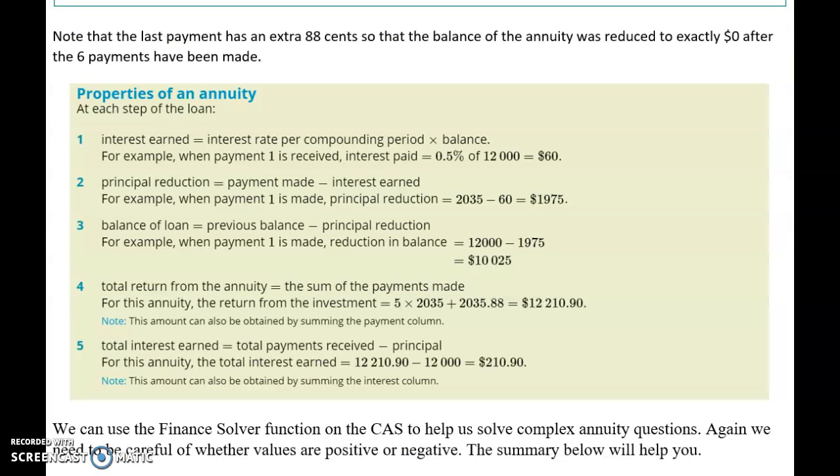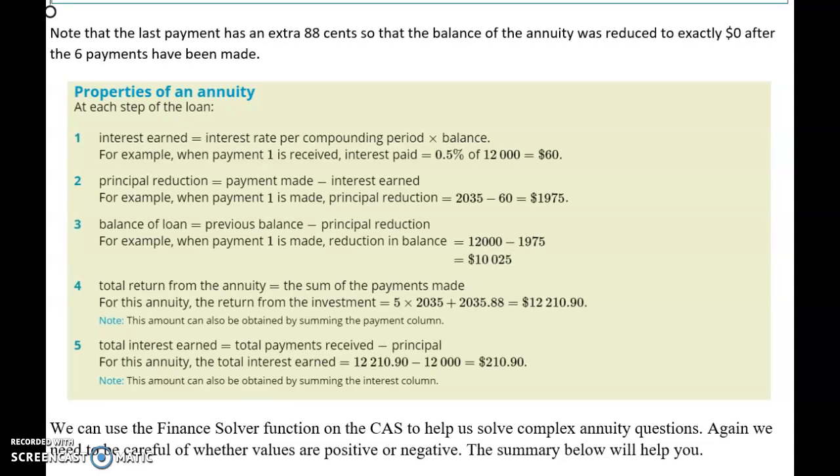Okay, other things you might be asked to work out is the total return from the annuity. So that means you add up all the payments and it tells you how much Joe actually got from the bank. And it should be a little bit higher than what he invested because he earned some interest as well. You can see here that it's just the 5 regular payments of $2,035 plus that last slightly bigger payment, and gives him $12,200 overall.